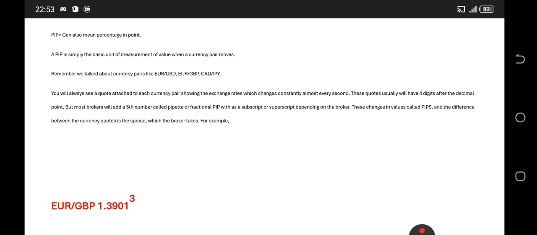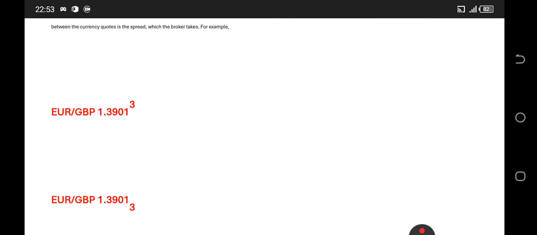So this quote normally will come in 4 digits, but some brokers will add a fifth number. The fifth number there is the fractional pip, while the fourth digit is the pip. It is usually written with a subscript or a superscript, all depending on the broker. Now, these changes in values, we call them pips. And the difference between the currency pair quotes is the spread, which the broker takes as their charges.